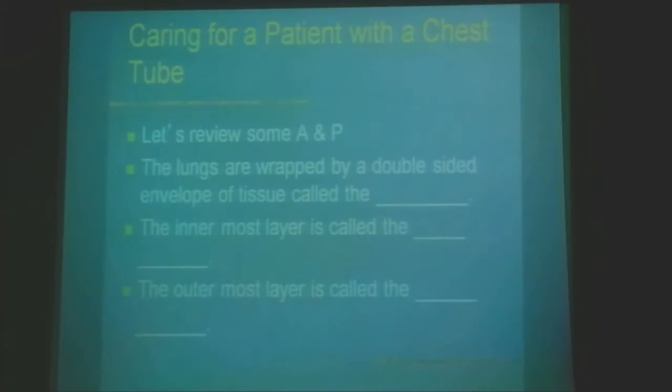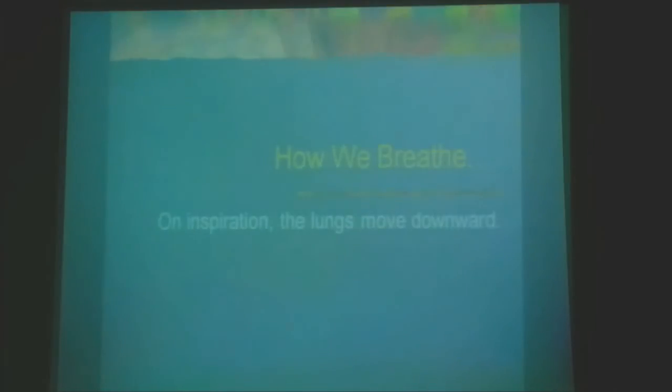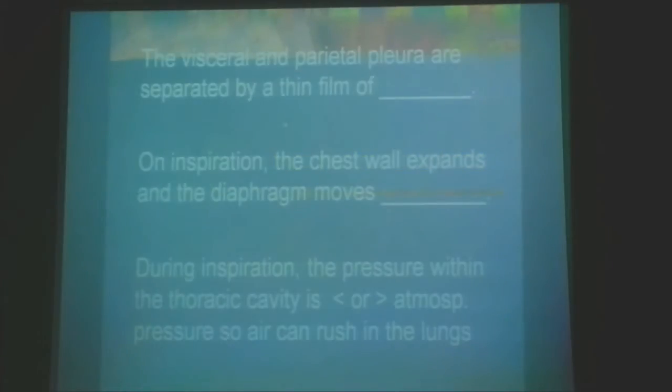Okay? So let's review something here. The lungs are wrapped by a double-sided envelope of tissue called the pleura. The innermost layer is called visceral, and the outermost layer is called parietal. How do we breathe? On inspiration, the diaphragm moves downward. The visceral and parietal pleura are separated by a thin film of what?